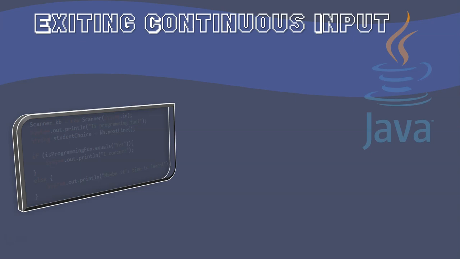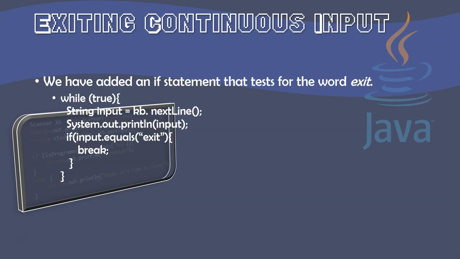So if we want to exit continuous input, one of the ways we can do this, harkening back to our conversation on sentinel values, is that we can use a word that we could test for. So in this case, the word exit.